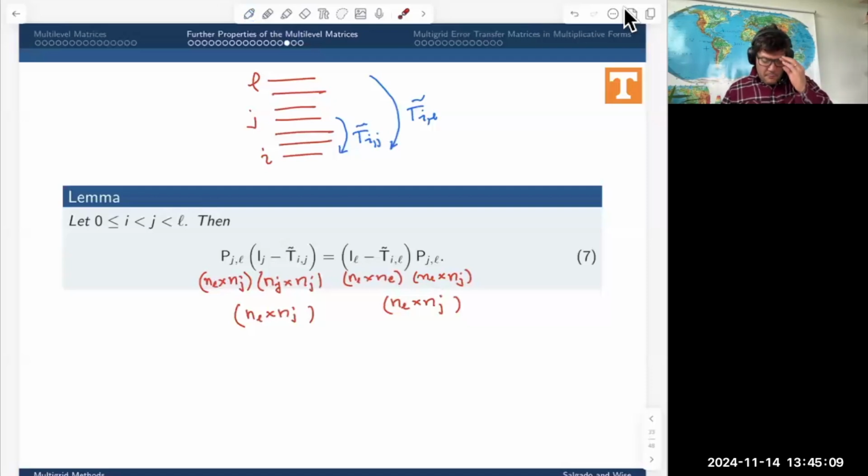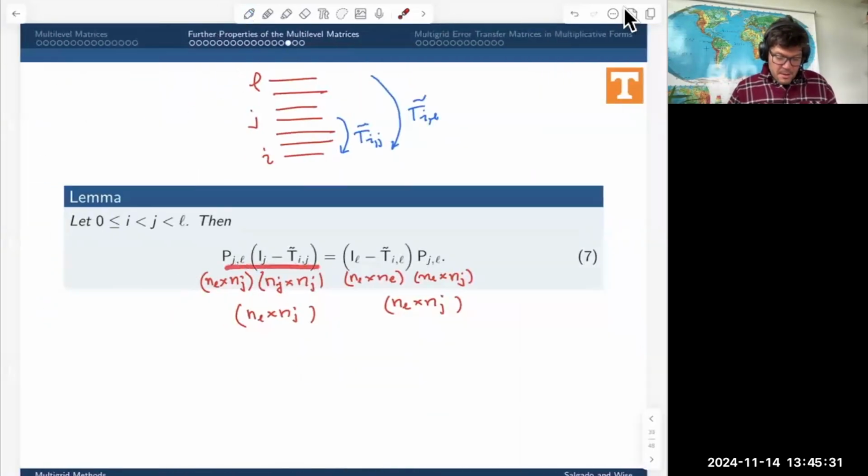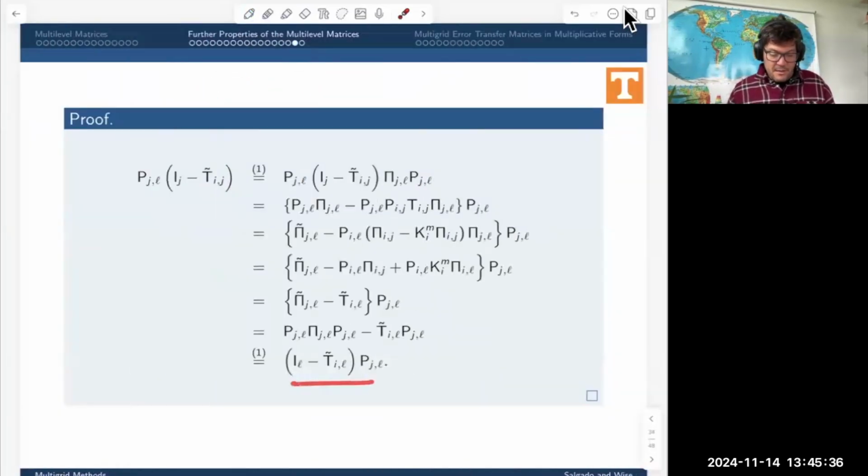So this is a rather interesting formula that we want to prove. And of course, it's the same prolongation matrix in both cases. This is the prolongation matrix that goes from J up to L. So let's see if we can prove this. We're going to start out with this on the left-hand side and try to show that we get to the right-hand side. So if I multiply through by this matrix here, what do we get?